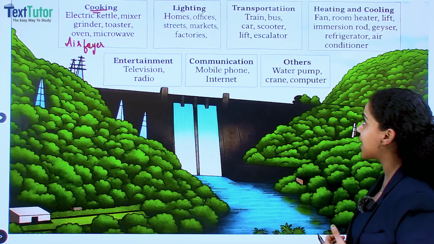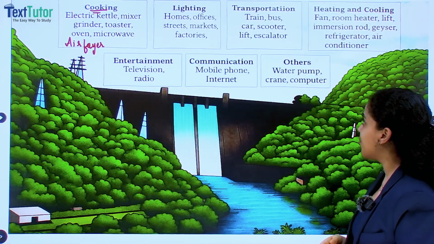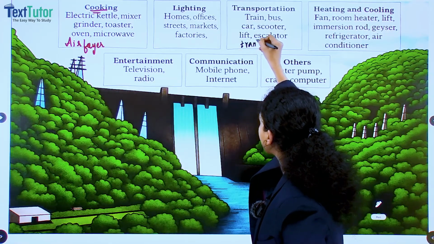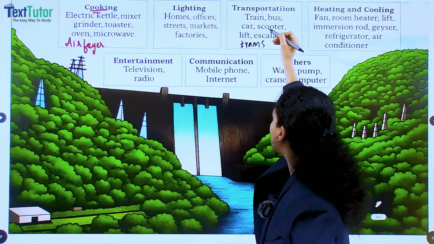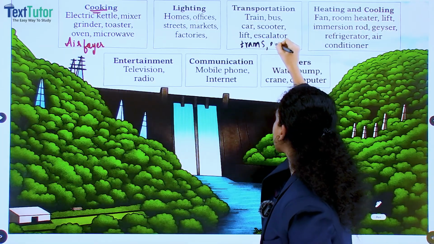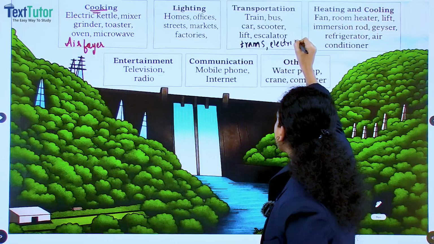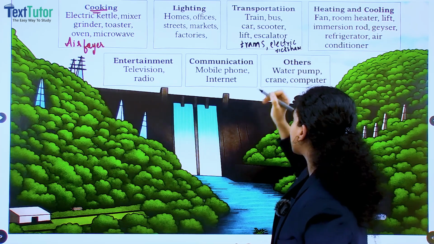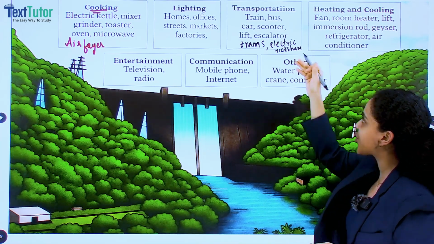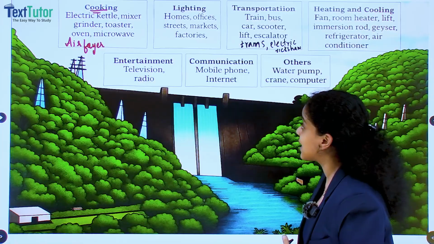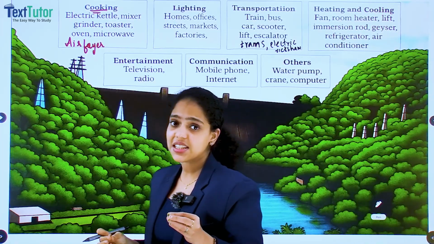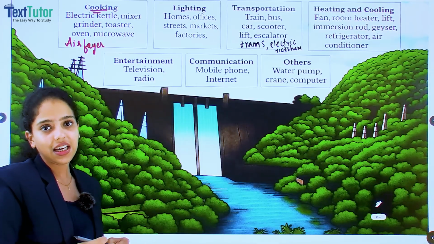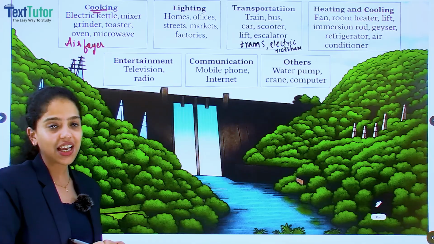For transportation we use trains, buses, scooters, lifts, escalators, then trams, electric autos. We can see electric autos. We can see electric rickshaws. So we know that for transportation we use electrical trains, electrical buses, electrical cars, scooters, lifts, escalators. Then we can see trams and electric rickshaws, all working under electrical energy.